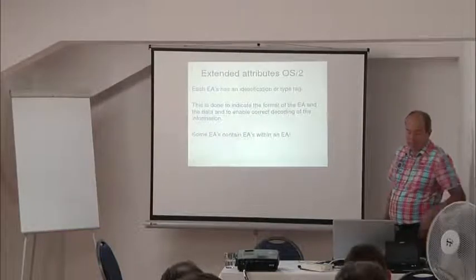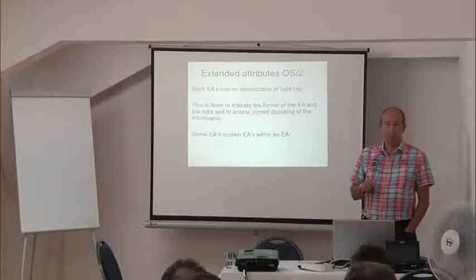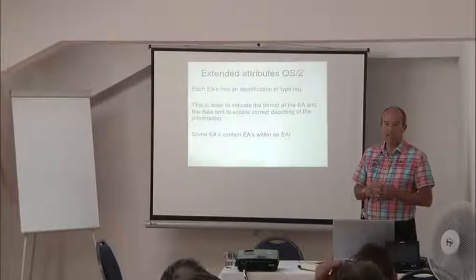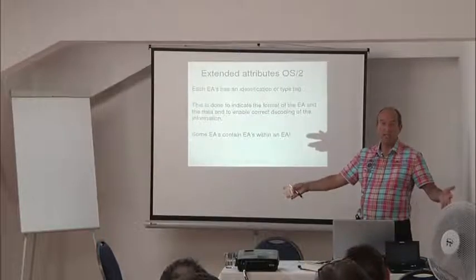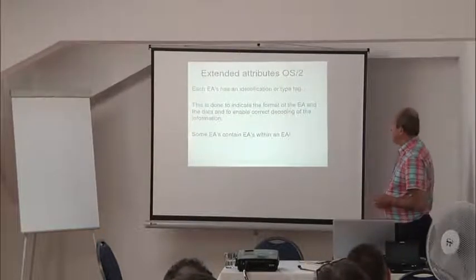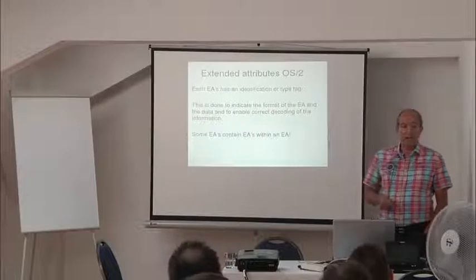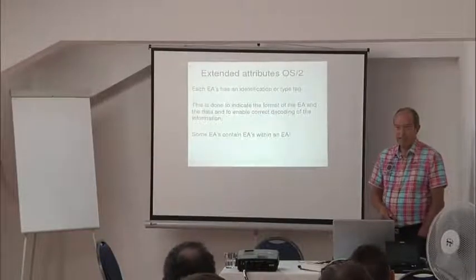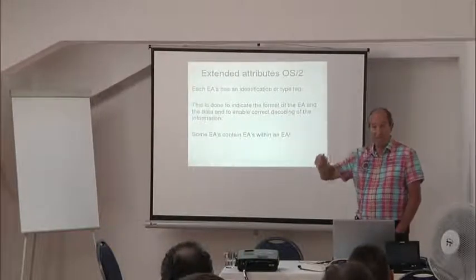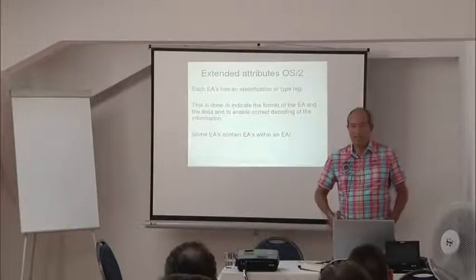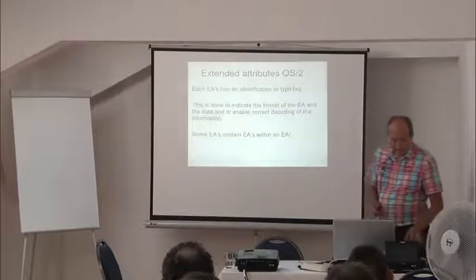Each EA has an identification type or tag. The reason for this is because EAs are relatively free format, you have to know when you read an EA, how is the data written, how is it composed. Now, to make things nice, some EAs even have EAs in them. So, it's not just simply I can see an EA, but I might see an EA having 5, 6 other EAs within that EA, which makes life a little bit complicated. Certainly if you want to program this, it's not that nice.